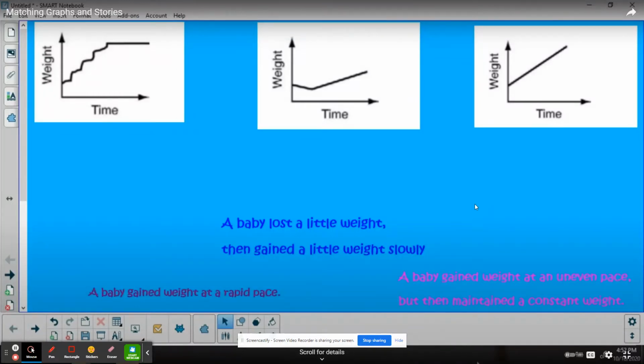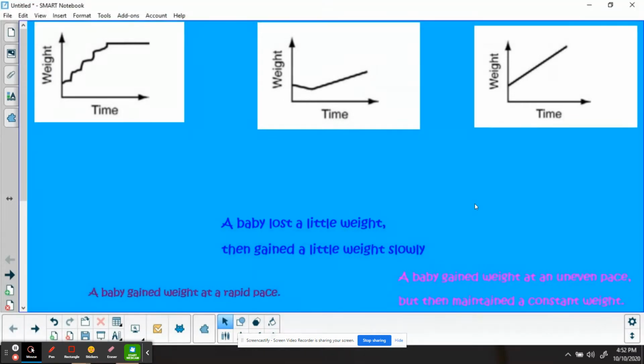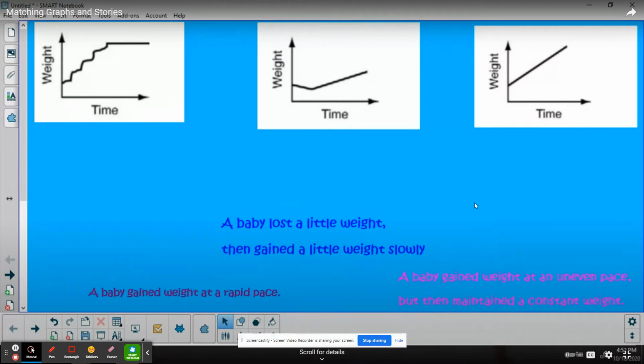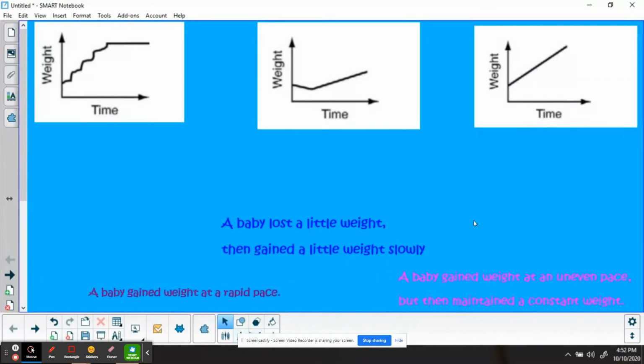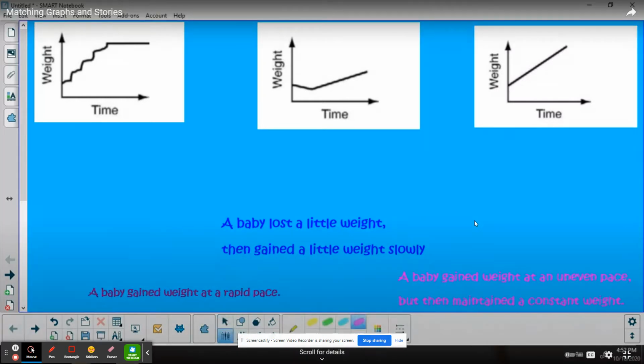Let's take a quick look at how to match graphs to particular situations or stories. Now, this is a real life scenario in which you need to think about the particular events that are happening. That's a pretty simple example, and then I will let you have some practice. So to begin with, you need to take a quick look and analyze the graphs that you see here.